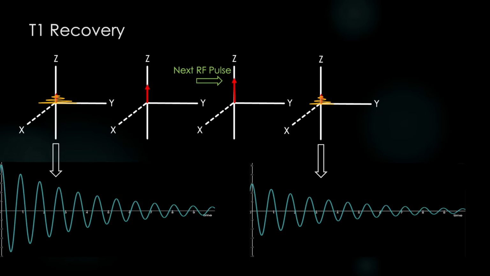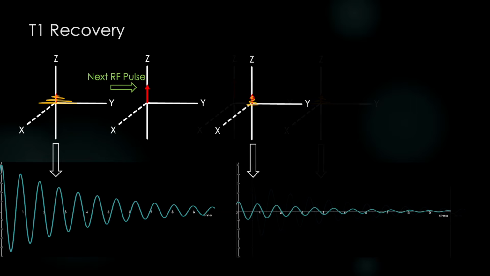Let's continue this and apply our RF pulse at this point, even earlier, when we've rebuilt only a small portion of our net magnetization. Like before, we still get a precessing net magnetic vector. We still record a decaying signal, yet this time, it's even smaller than before, as is the size of the spiral in the XY plane.